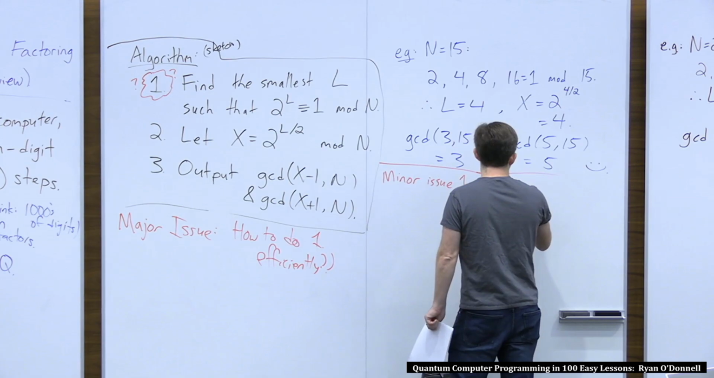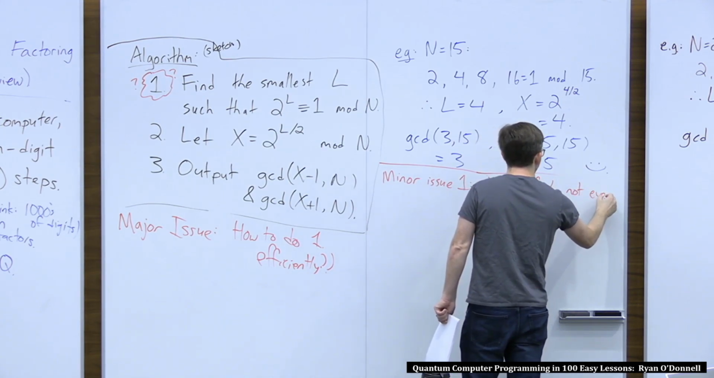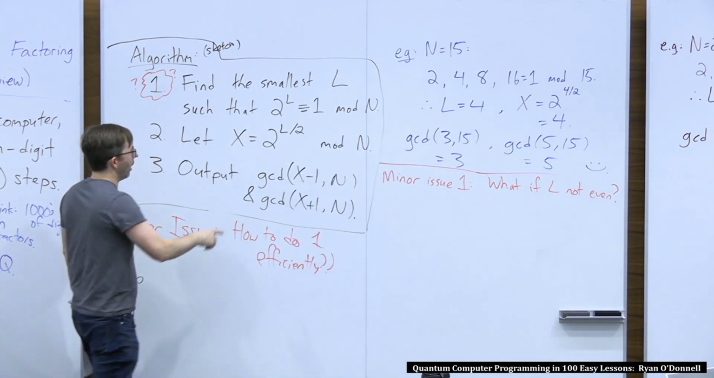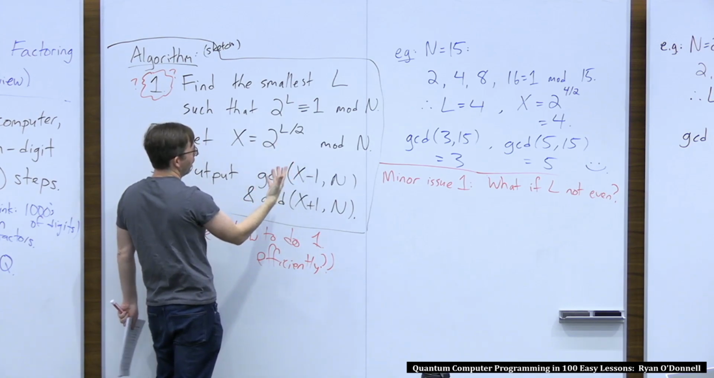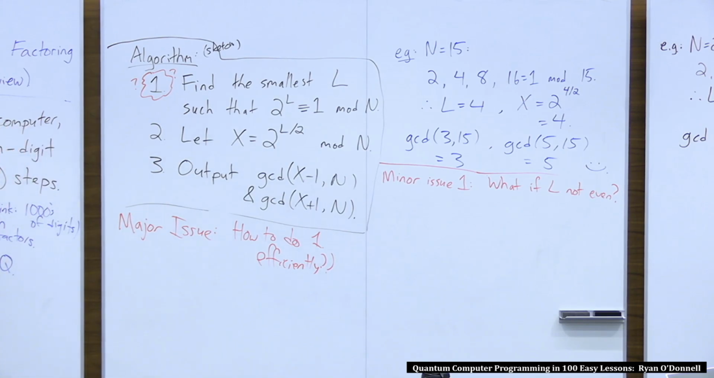Like, what if L turns out to not be even? Because this algorithm tells you to, like, compute L divided by 2. And if that's a fraction, then that's like weird in modular arithmetic, and this won't be an integer. So actually, it's a problem. So if L turns out to be odd, then this algorithm as written fails. But we're going to come back to it in a second. There's an easy way to fix this. So don't get too stressed about that.